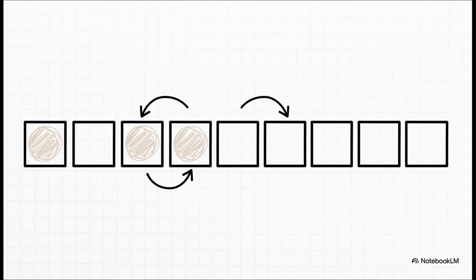Tabulation, on the other hand, is like building with Legos. It doesn't start with the final big model. It starts with the simplest, tiniest pieces. It calculates Fibonacci of 0, then 1, then 2, and so on. It methodically fills up a table of answers, step by step. So by the time it finally needs to calculate Fibonacci of 5, the answers for 4 and 3 are already built and just sitting there.